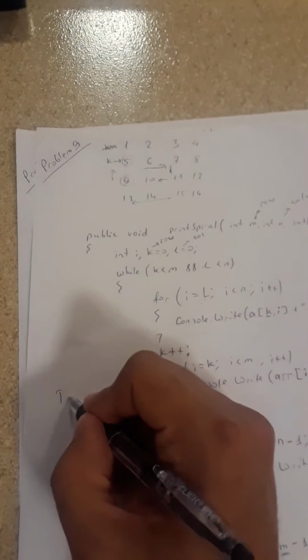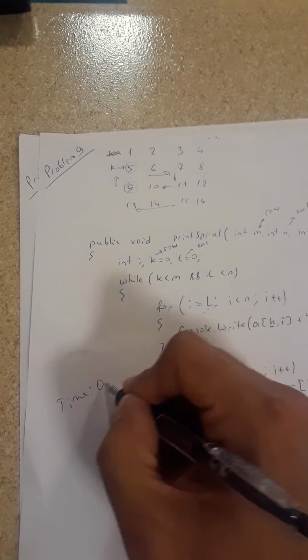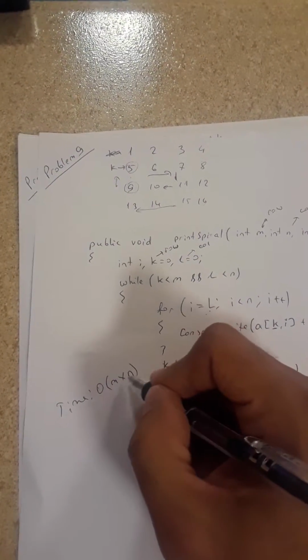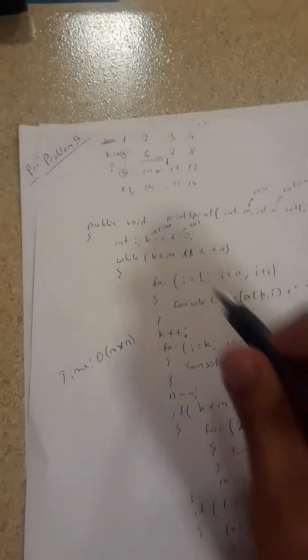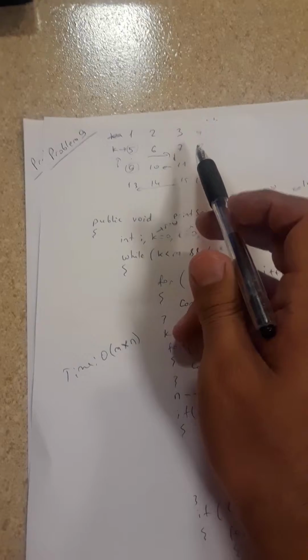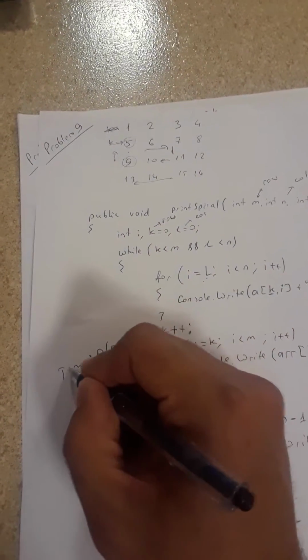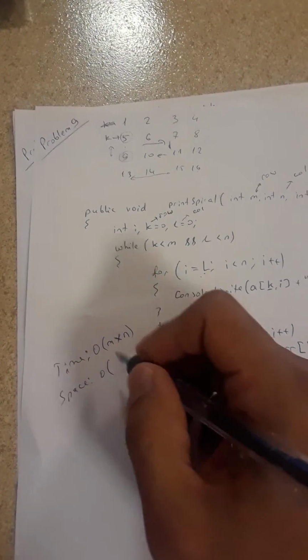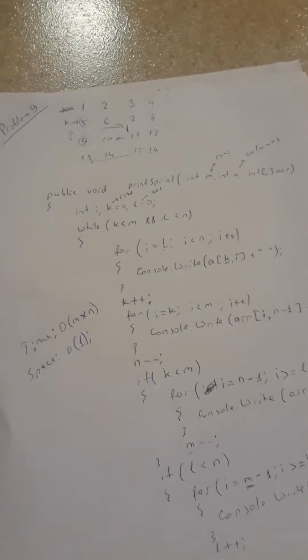So the time complexity for this particular example will be order of m multiplied by n. Basically it will print all elements of the array, so the time complexity will be the number of elements in the array, and the space complexity will be O of constant, because we're just defining pointers.